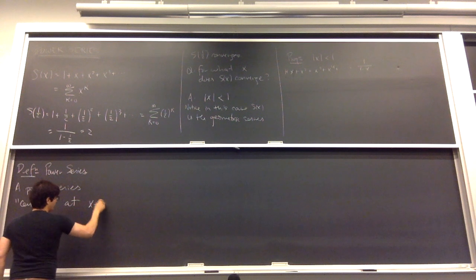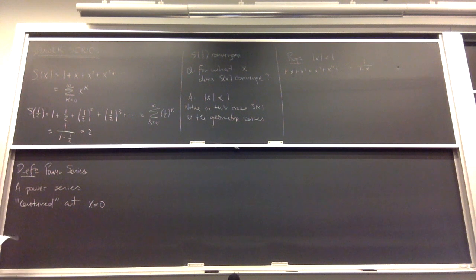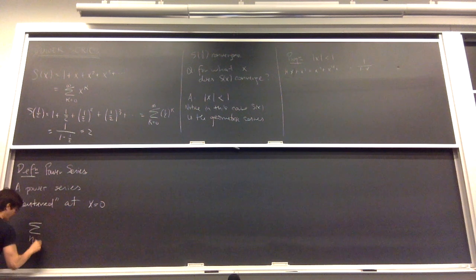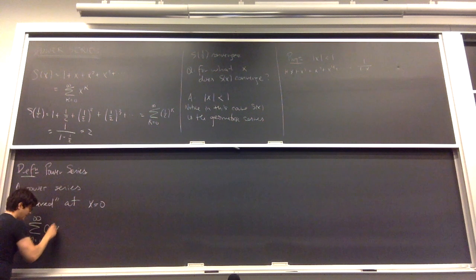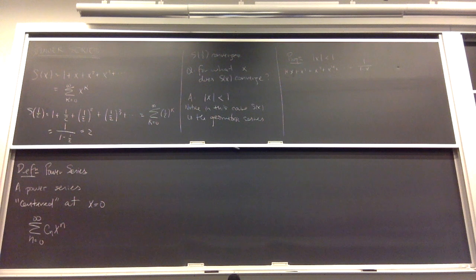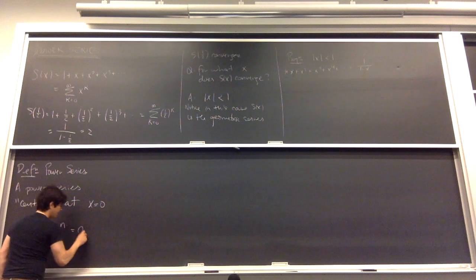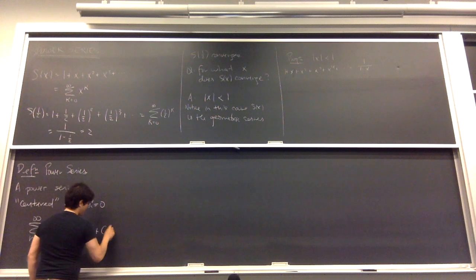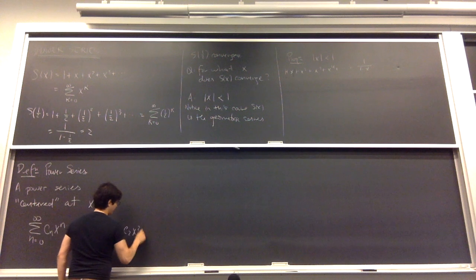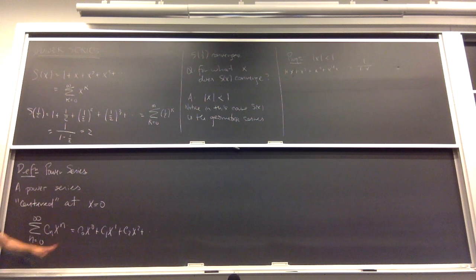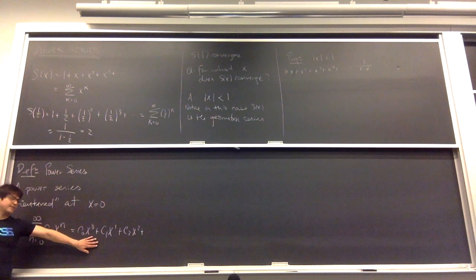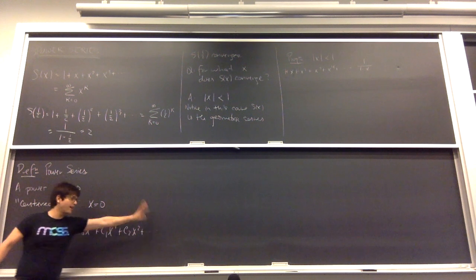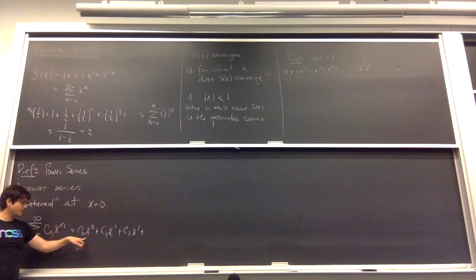A power series centered at x equals 0, so this is the simpler one, is given by the sum from n equals 0 to infinity of a coefficient times x to the n. So this is something that looks like c naught x to the 0 plus c1 x to the 1 plus c2 x squared and so on. This is basically our definition of a polynomial, except now we're letting it run to infinity. These things are called monomials and these are called coefficients.